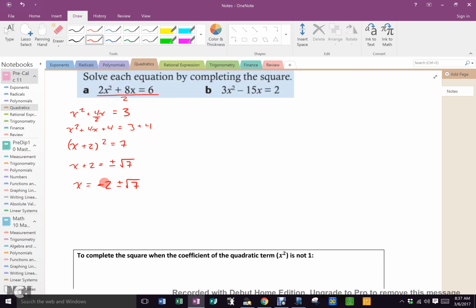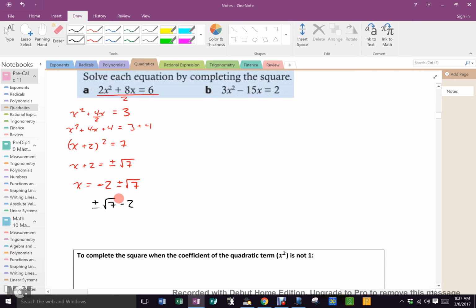Is everyone okay with the first one? If you're not done, that's fine. Have a look at it and see if you were following the correct path. Now, of course, please remember you can write this as plus or minus root 7 minus 2. Those are the same thing, right? Is everyone okay with this?